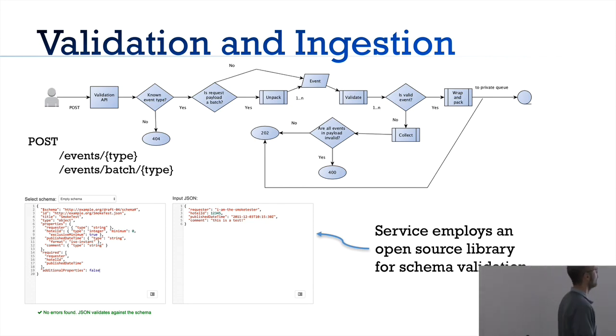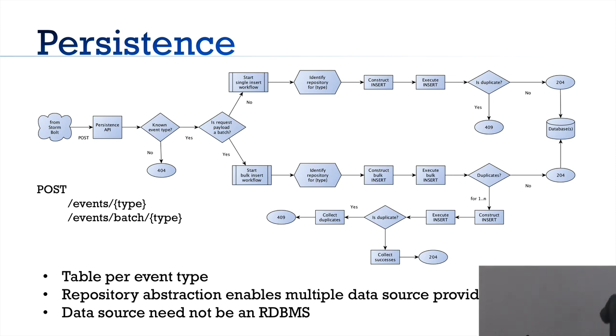Okay? So here's kind of the persistence workflow. So we have that Storm bolt. It makes a post of a batch of log event records. Again, are they known? Do I know how to deal with these things? If not, it's thrown out. The next thing is, okay, well, if it's a batch, come down here, we do a bulk insert workflow. We identify the repository for that type. Basically, we have a batch of homogeneous log records, right? We construct a bulk insert, basically a prepared statement.